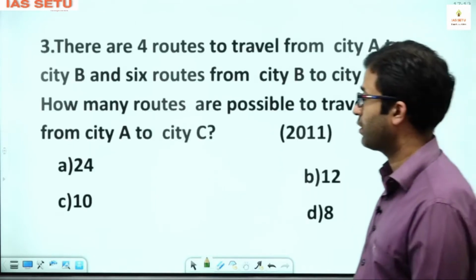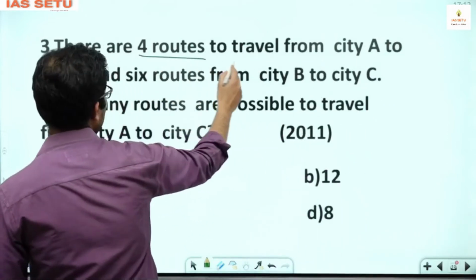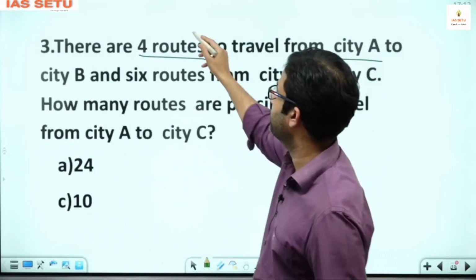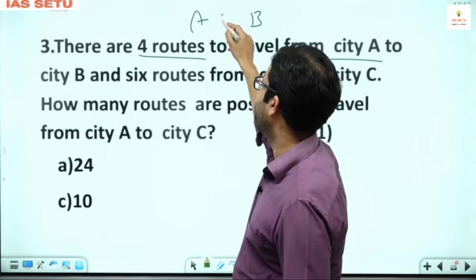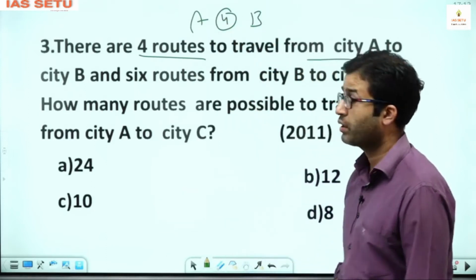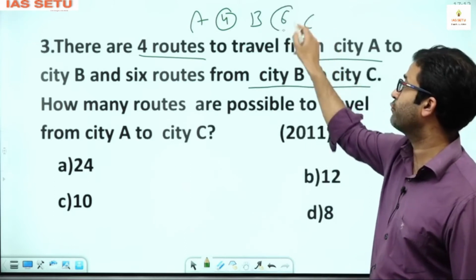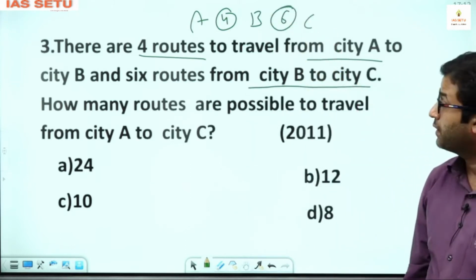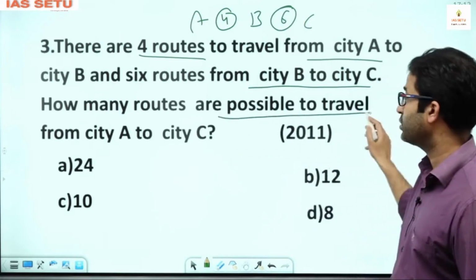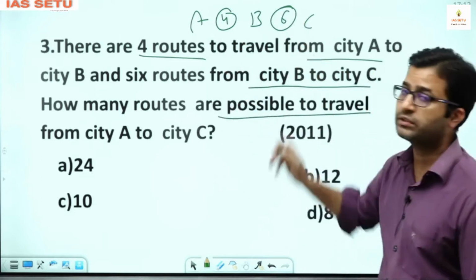Next question. There are 4 routes to travel from CTA to CTB. So A to B, there are 4 routes. And 6 routes from B to C. There are 6 routes from CTB to CTC. How many routes are possible to travel from CTA to C?